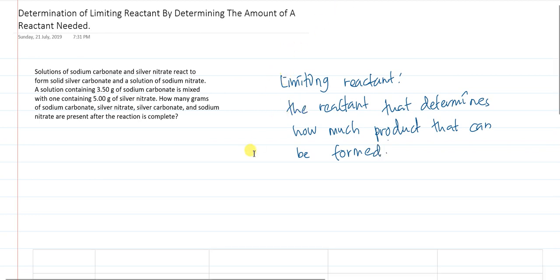Okay, so now let's have a look at the question. This is the question that I'm going to use to illustrate this method by determining the amount of a reactant needed. Solutions of sodium carbonate and silver nitrate react to form solid silver carbonate and a solution of sodium nitrate. A solution containing 3.5 grams of sodium carbonate is mixed with one containing 5 grams of silver nitrate. How many grams of sodium carbonate, silver nitrate, silver carbonate, and sodium nitrate are present after the reaction is complete?